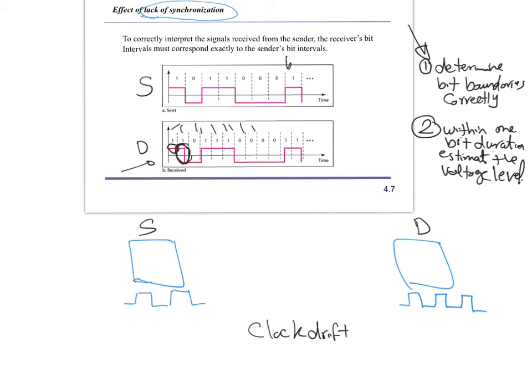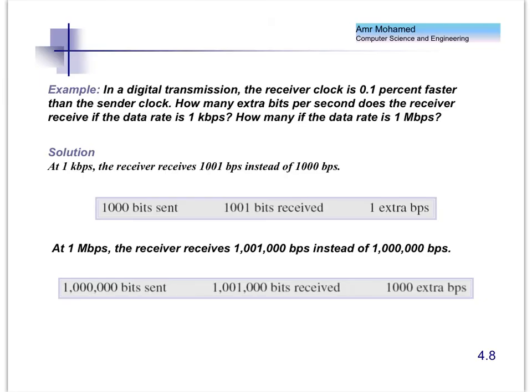Okay, we talked about this problem as well. So not only does it cause extra bits, you also have different clock durations. The clock duration at the receiver side is shorter, which means that this clock is faster. So let's see some examples to make this clearer.